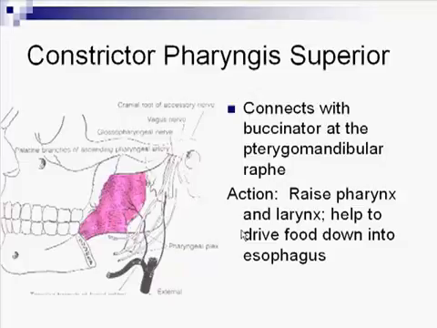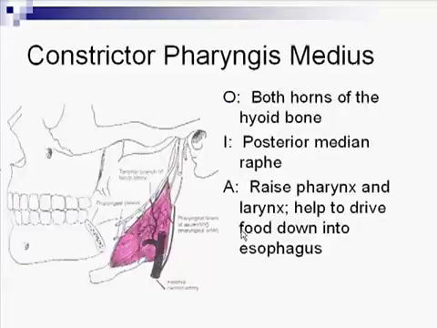Constrictor pharyngis superior connects with the buccinator. Remember, the buccinator forms the cheek, at the pterygomandibular raphe. Its action is to raise the pharynx and larynx and helps drive food down into the esophagus. Constrictor pharyngis medius, origin is both horns of the hyoid bone. Insertion posterior median raphe. This raises the pharynx and the larynx and again helps to drive food down into the esophagus.